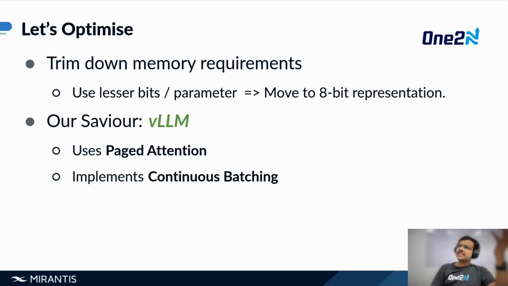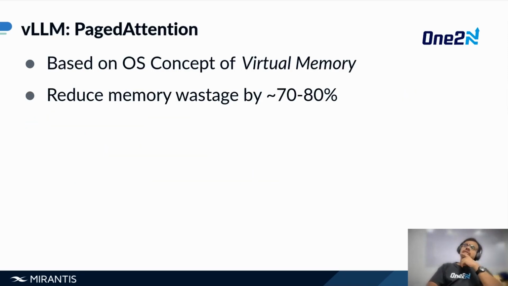So then we asked ourselves, can we optimize this? And the answer was yes. How about if we could represent these parameters in lesser number of bits? That is moving from a 16-bit representation to an 8-bit representation. And this is where vLLM came to the rescue. And it uses this concept of PagedAttention, which under the hood implements continuous batching that we'll talk about. So vLLM uses PagedAttention.